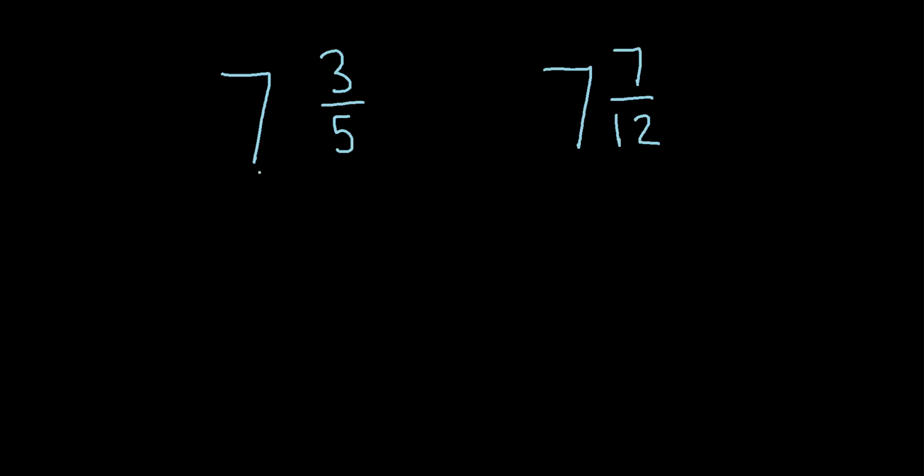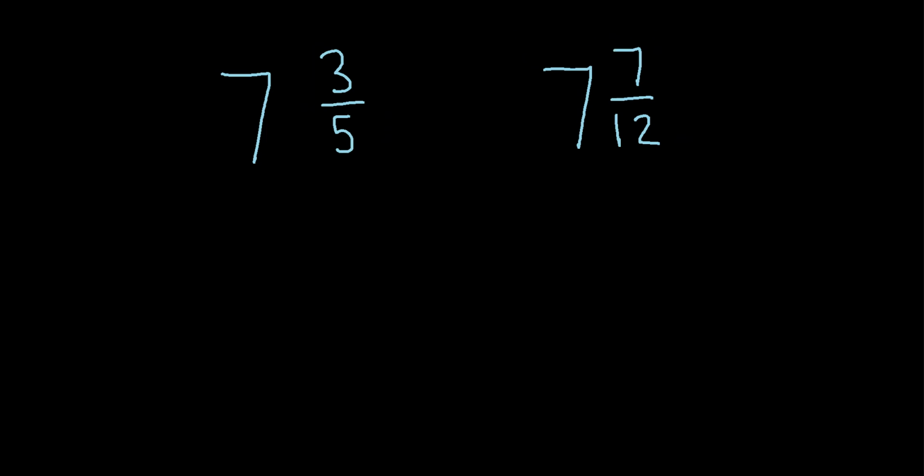All right, let's try one more example. Let's say we have the mixed number 7 3/5 and the mixed number 7 7/12. Which one is larger? Well, once again, we'll start by comparing their whole numbers. So this mixed number has a whole number of 7, and this mixed number also has a whole number of 7. So now we have to move on to comparing the fractions since they have the same whole number. So is 3/5 or 7/12 larger?